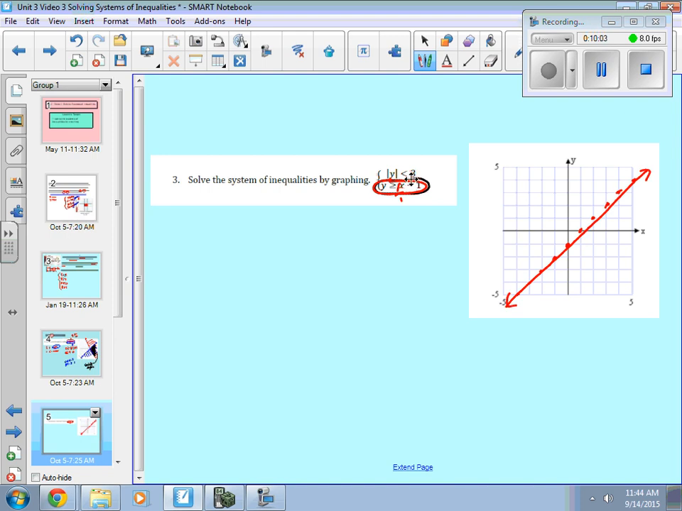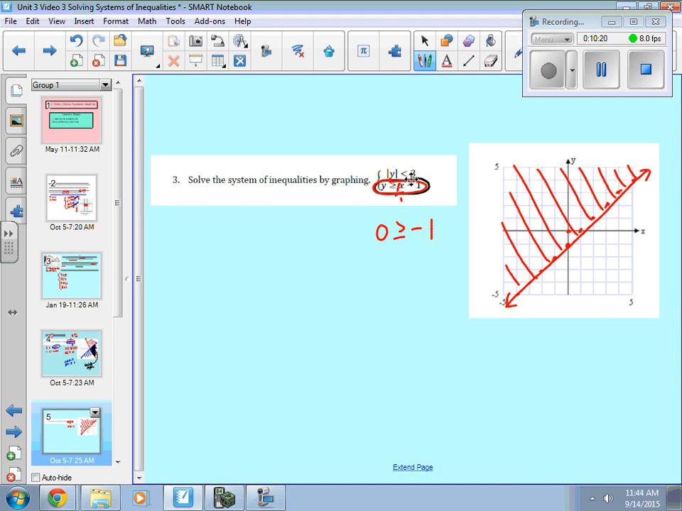Now to check the shading, if you plug in 0, 0 as a test point, you're going to get that 0 is greater than -1. That's true. So we want to shade on the side our origin's at, which would be here. So you should shade everything on this side.